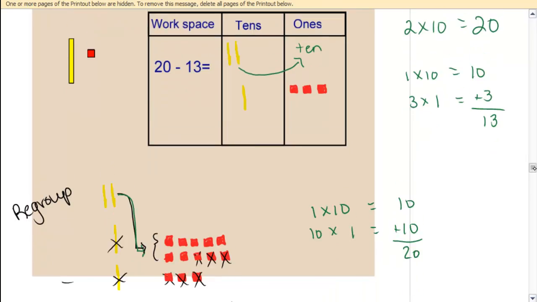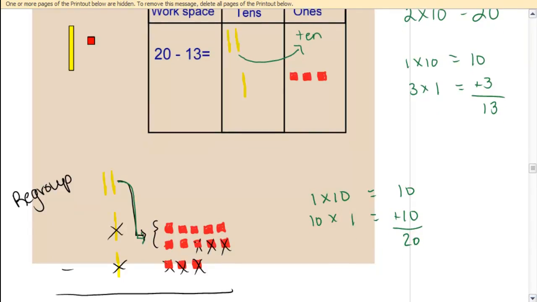Now we're going to subtract 13 from 20. So we have these 3 ones that we're going to subtract from these 10 ones, and you can see the X's that show them canceling. We're also going to subtract this 1 ten from the 1 ten we have left from our 20. So both of those cancel, and we're left with nothing in the tens place. So we end up with 7 ones. So our answer is 7.